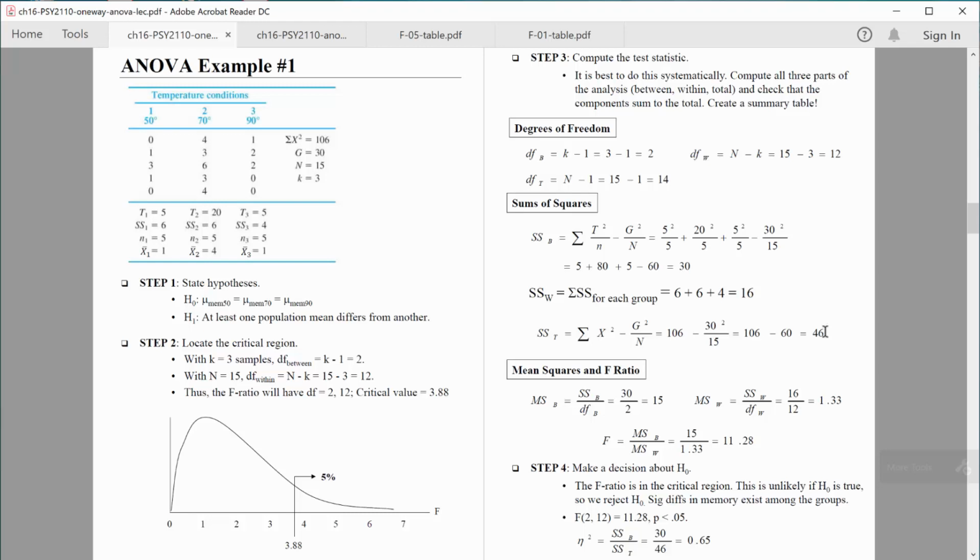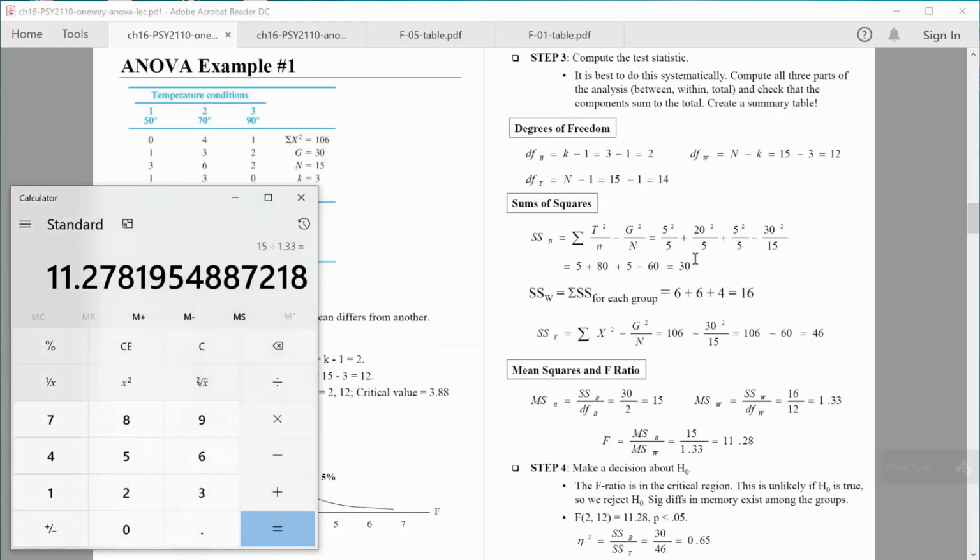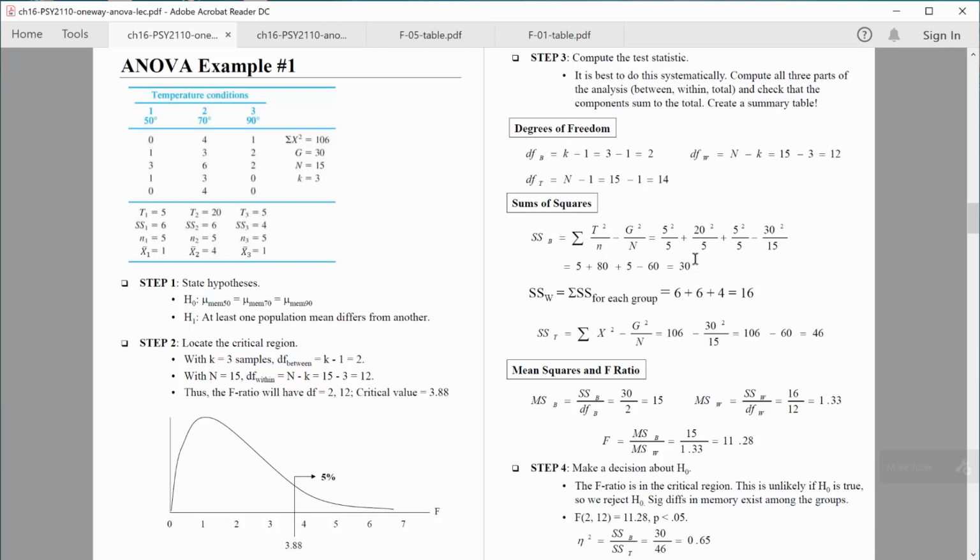Now remember, I've mentioned so many times in our class that sum of squares is just the basis for variability. So if you think about it, we're taking essentially the variability between groups and seeing how much variability there is between groups as a proportion of the total variability. So in this case, we took 30 and we divided by 46. So we found 0.65. It's essentially 65%.